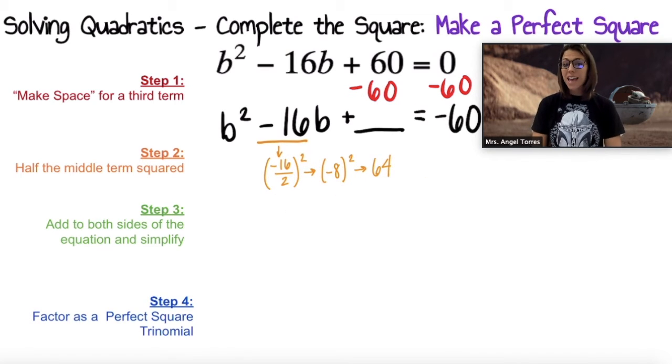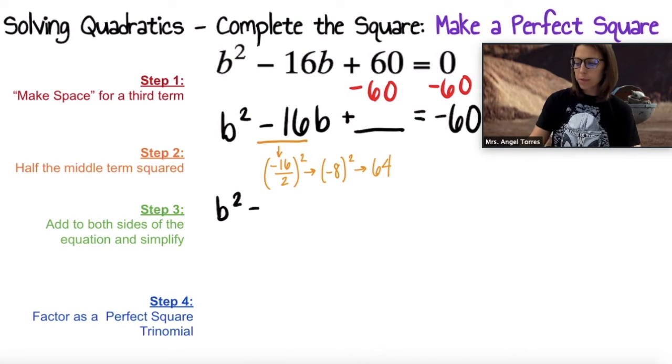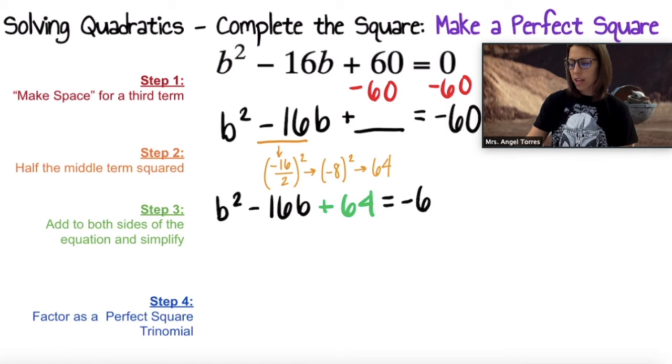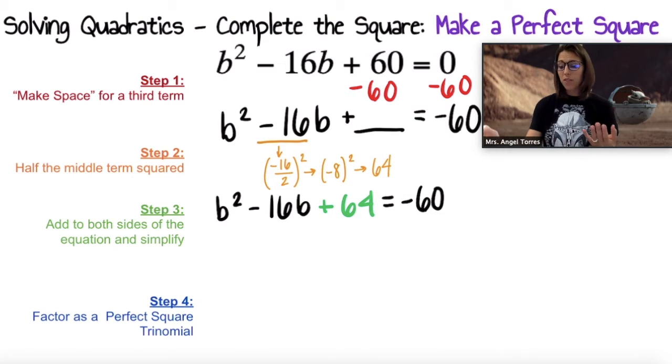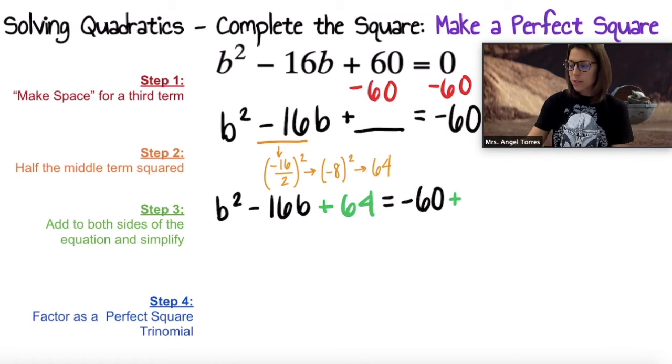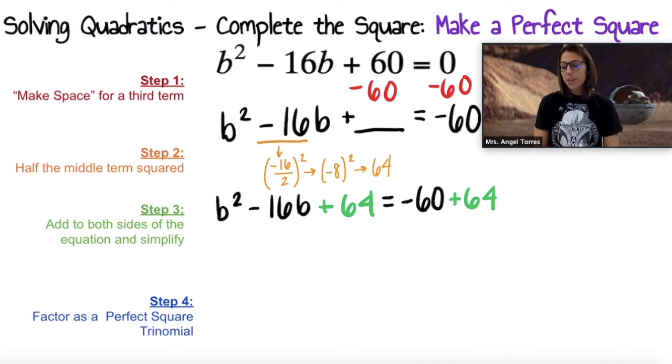We're going to add that number to both sides of the equation and simplify. So bringing down the first two terms, b squared minus 16b, now we're going to add 64 as that term and bring down the rest of the equation. However, addition property of equality states if you add to one side, you better add to the other. So we also need to add 64 to the other side. Our equations are equivalent. The only difference is we've now filled in a different third term.